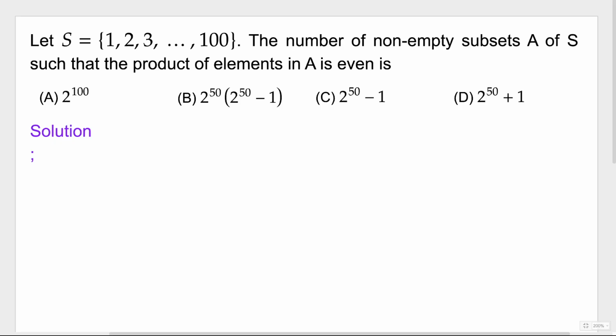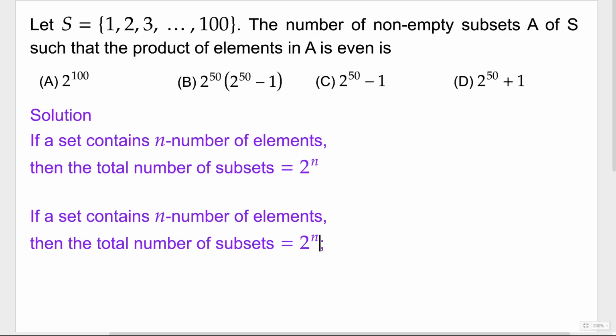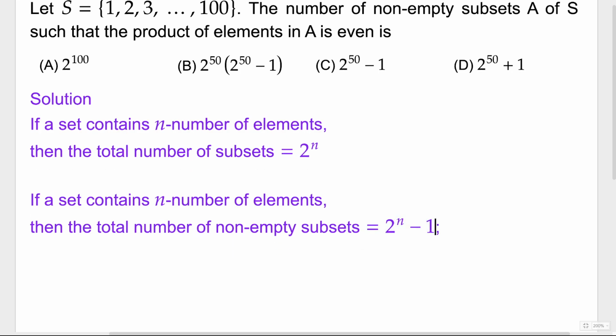Now we know this very well: if a set contains n number of elements, the total number of subsets will be 2 power n, right? But in this problem statement, we are looking for non-empty subsets. So if a set contains n number of elements, then for the total number of non-empty subsets, we reduce 1 from this figure 2 power n, because that one set is the empty set.